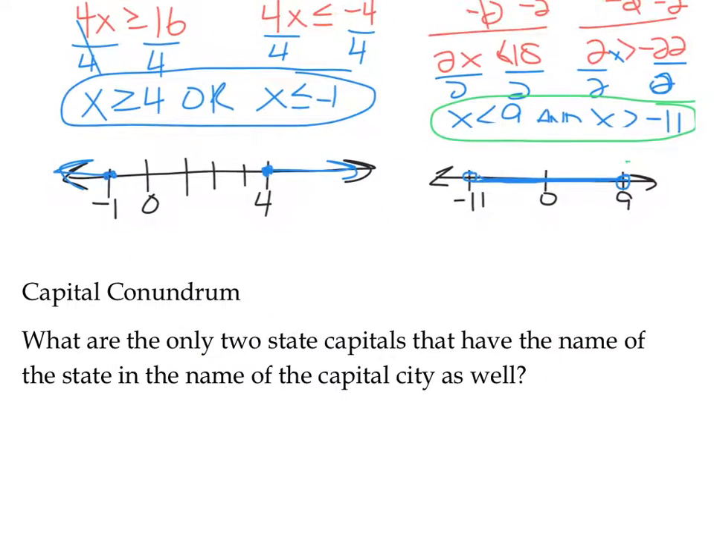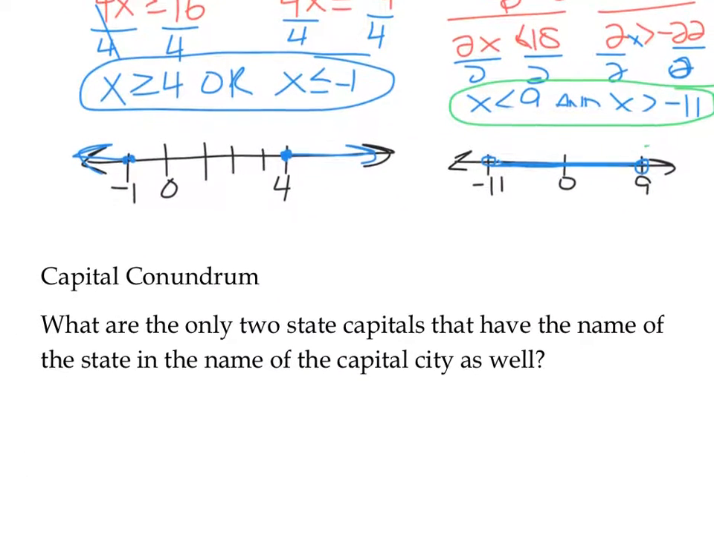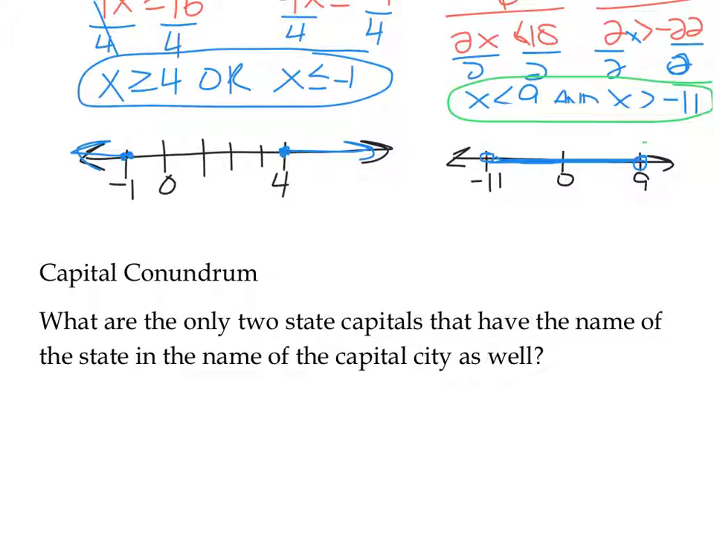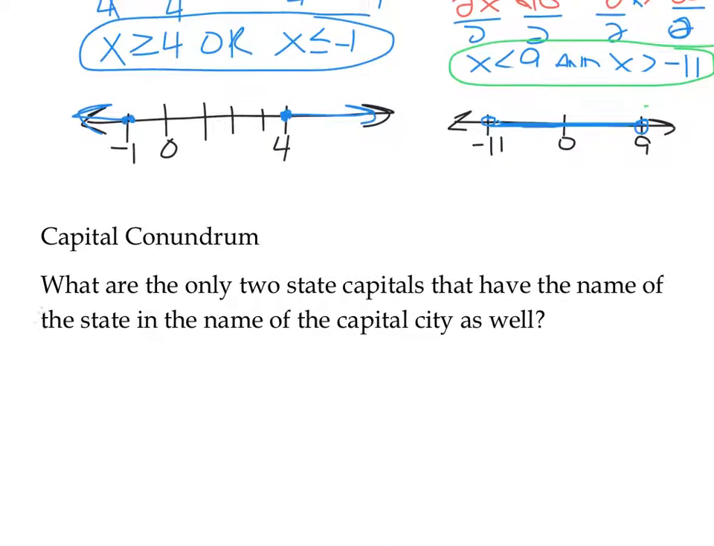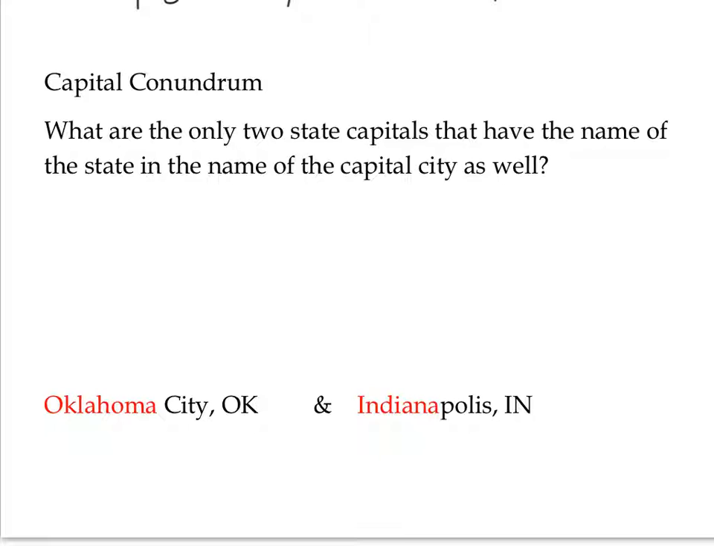Right. A little time for a capital conundrum. Conundrum, maybe something difficult to figure out that's puzzling. What are the only 2 state capitals that have the name of the state in the name of the capital city as well? So it'd be like Lansing is the capital of Michigan. The name Lansing doesn't have the word Michigan in it. So the name of the capital has the name of the state in that capital city name. There are only 2. Oklahoma City, Oklahoma, and Indianapolis, Indiana. So a little interesting fact about those couple state capitals.